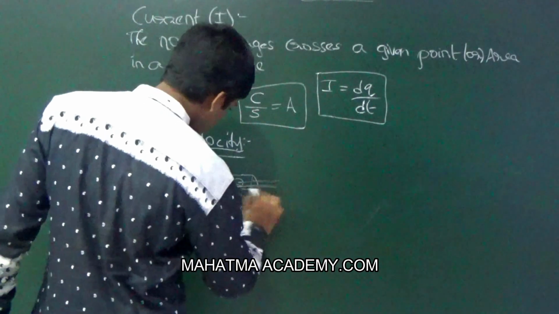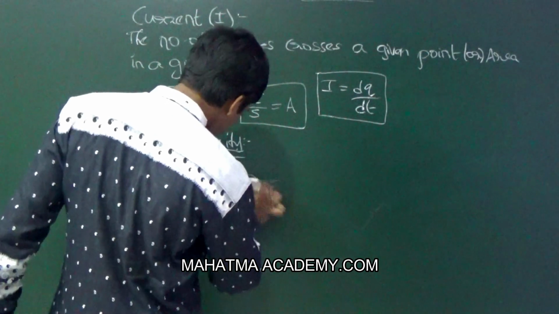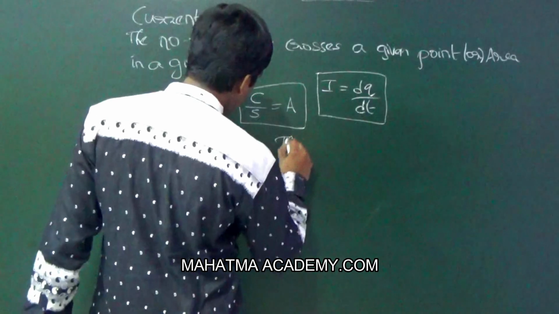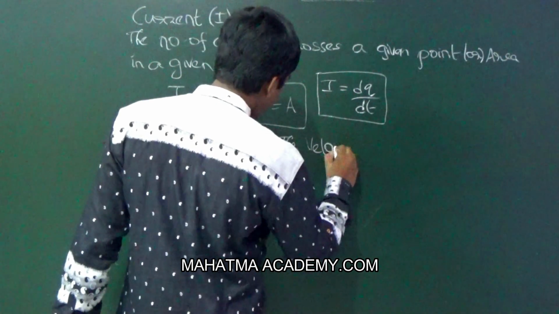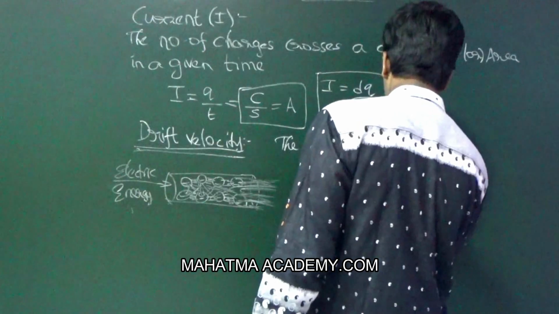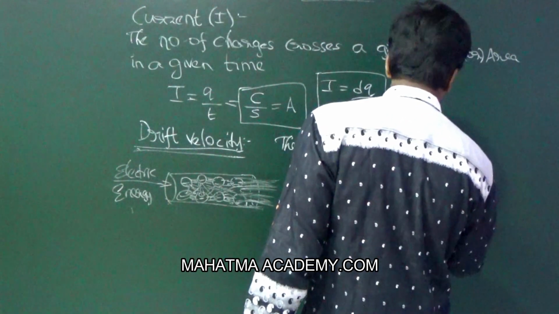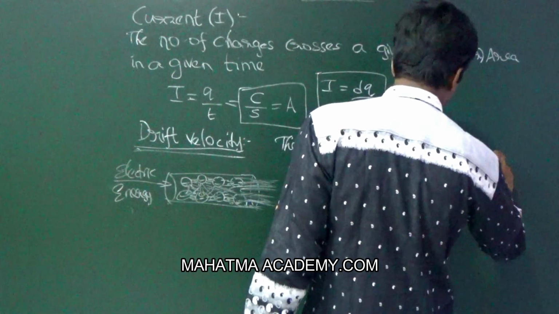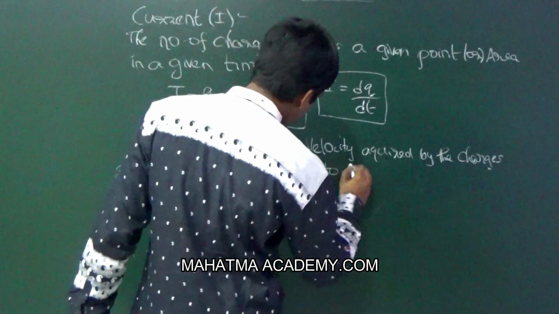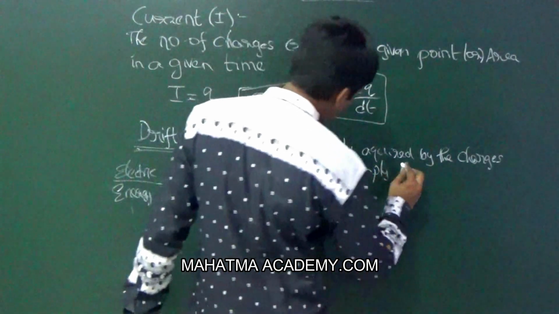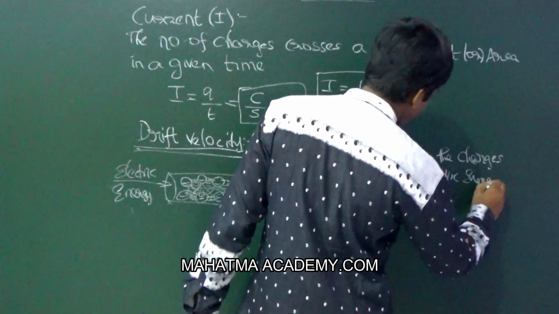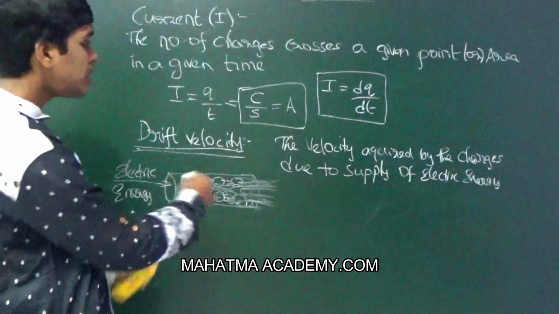So they move with more velocity as compared to the initial one. So we can write the definition as: the velocity acquired by the charges due to the supply of electric energy as well as the collisions between the charges.